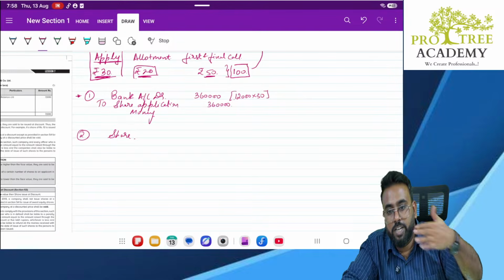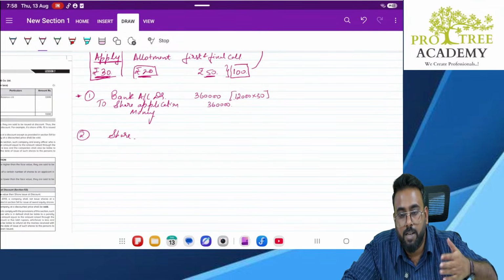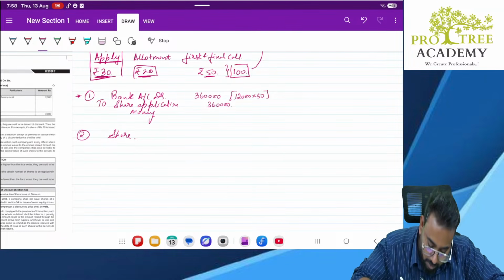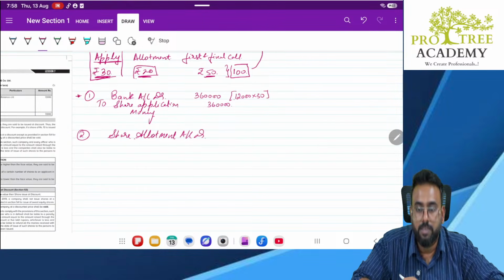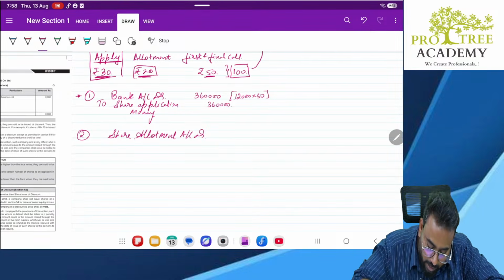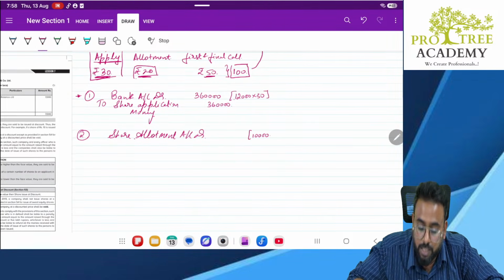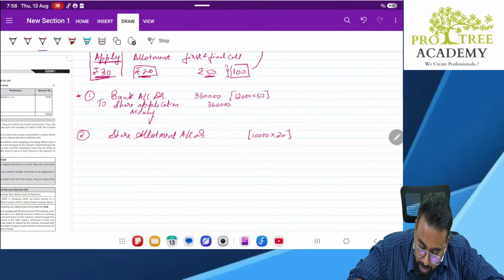That 20 rupees which you need to receive is a receivable to you. So receivable is an asset. When an asset goes up, it will be debited. So share allotment account debit. How much do you have to receive? Sir, I need to receive 10,000 shares into 20 rupees each. Very good. So that will be 2 lakh.